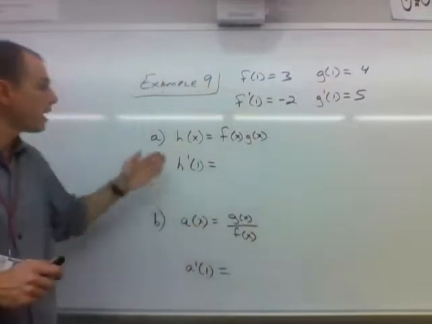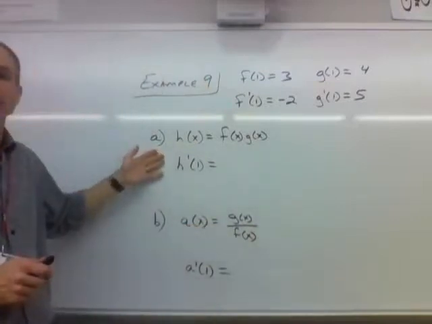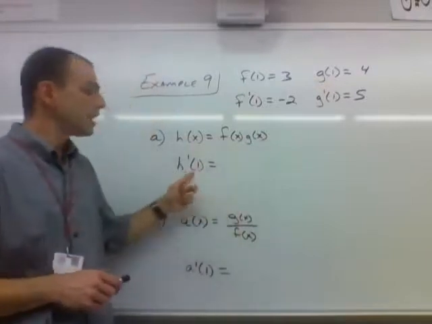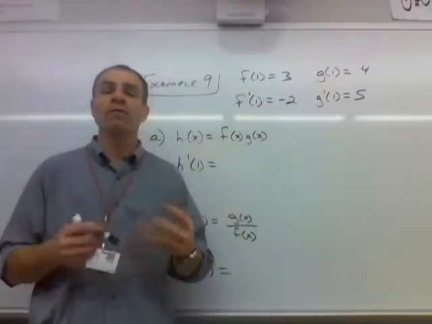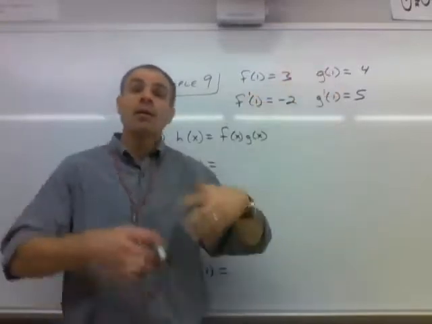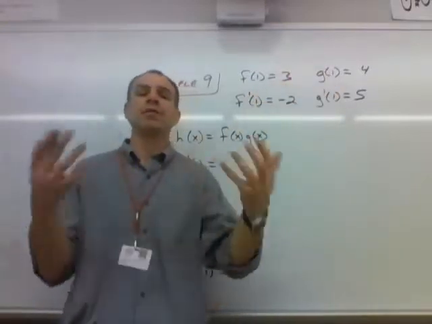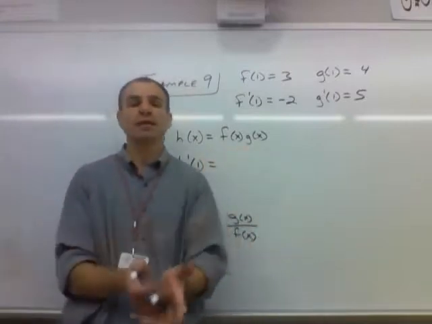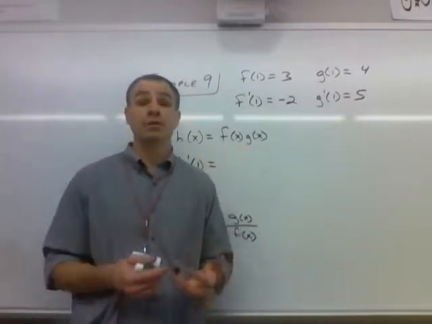Okay, so part A says let's come up with another function h, and that function h is just f times g. What is h prime of 1? Okay, what value is that? We can actually figure that out based off of this right here. But first we have to do the derivative, which means we have to understand that f times g is a product, and therefore in order to get the derivative of h, we have to use the product rule.